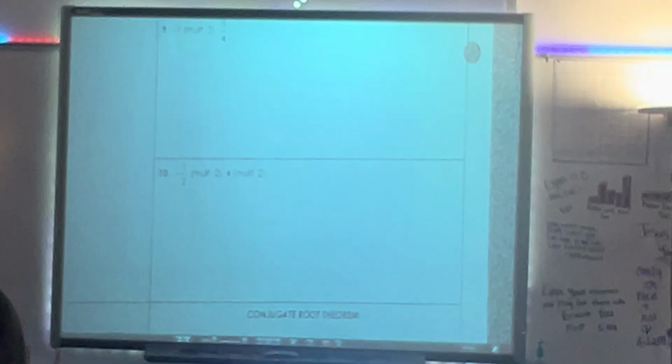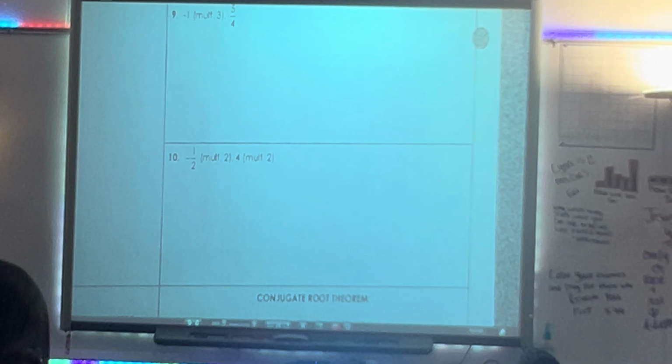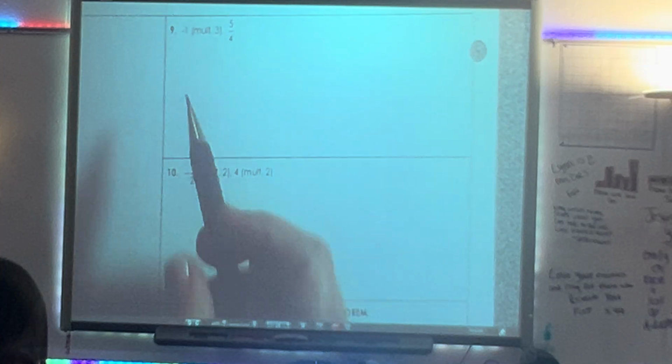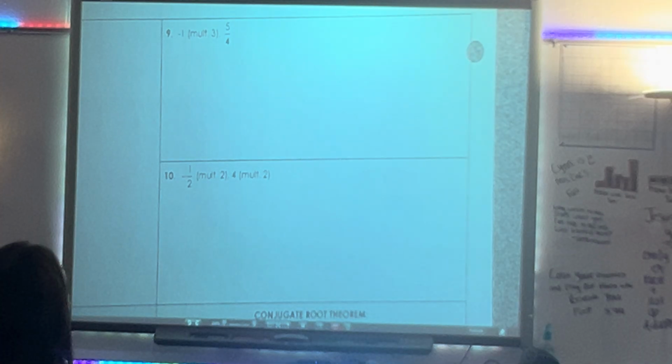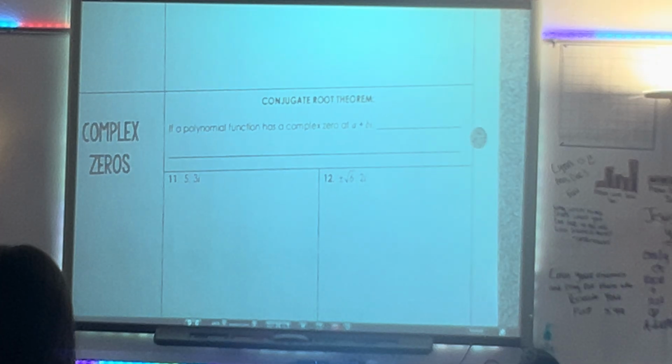These are pretty much going to be the same as what we had on the other side. You just have the multiplicity and we'd have to write them out. So I think y'all are decently comfortable there. Yes? Okay. Alright, so we'll come down here and we'll look at these complex zeros then.